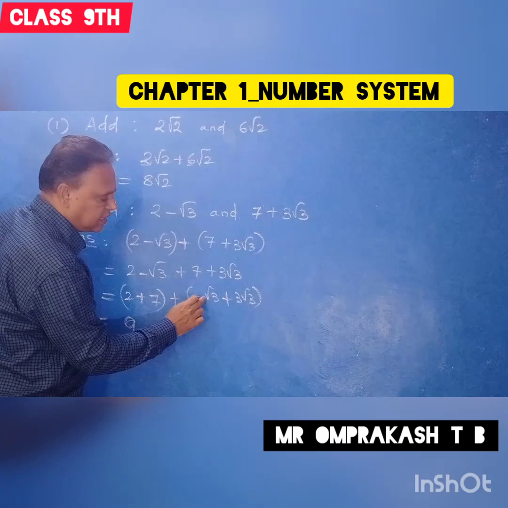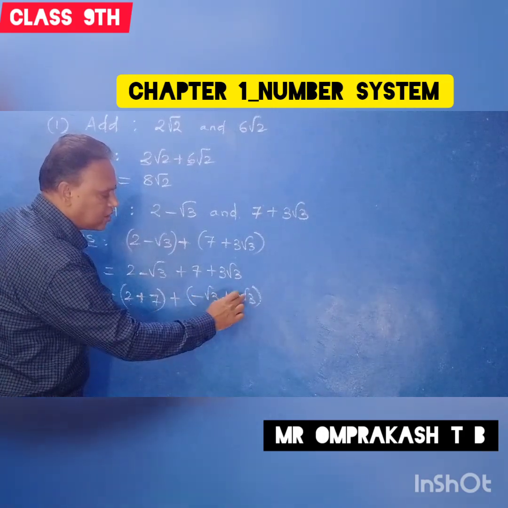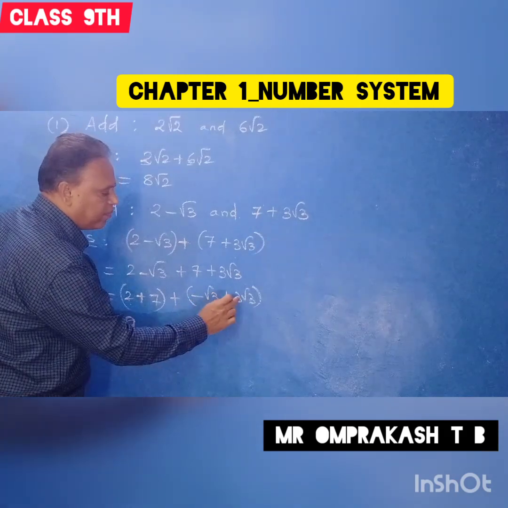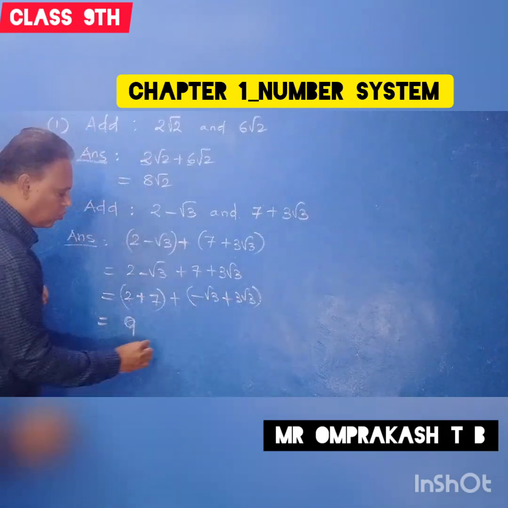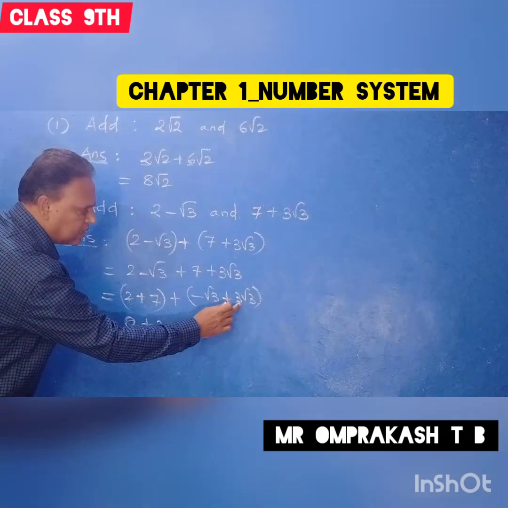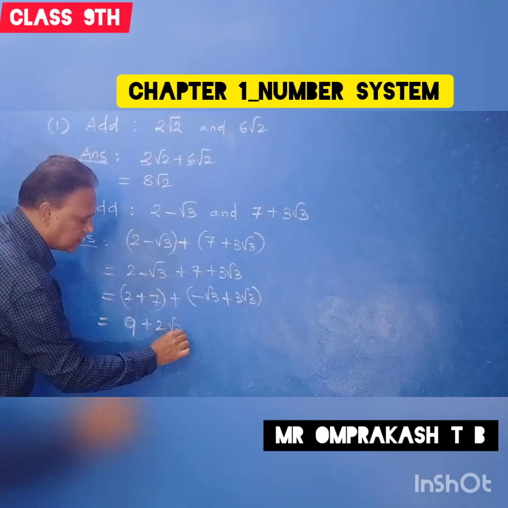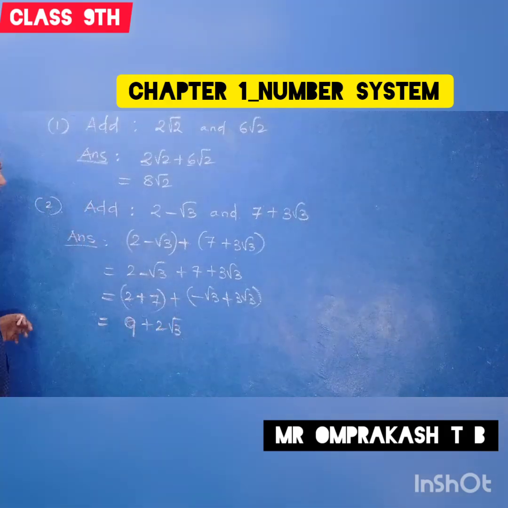This is minus 1 root 3 plus 3 root 3. So root 3 is common here. Minus 1 plus 3 is 2 root 3. See, minus 1 plus 3 is 2, so root 3 you put as it is. That's all. So very simple. Like this you have to add the irrational numbers. One more example also you will see.